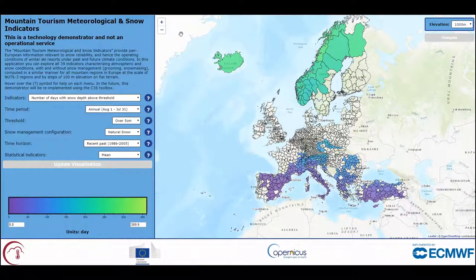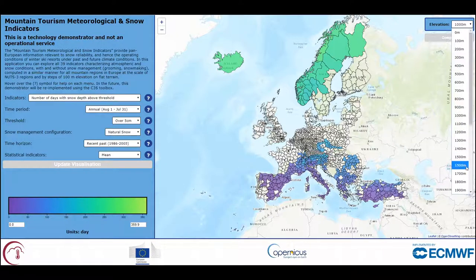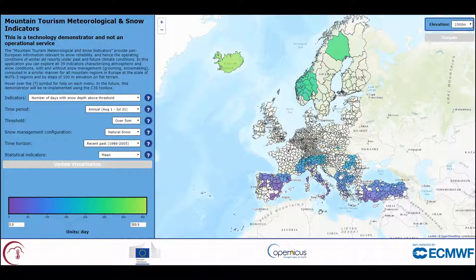So it starts with a map with different levels of elevation. Here we start with 1,000 meters. Of course, we can change that to different elevation. Here I can change to 1,500 meters, for instance, and this will be updated. And you can see that different regions pop up depending on the topography. So here we show the number of days with snow depth above a given threshold, and here the threshold is 5 centimeters for the year, and it's only for natural snow, and this is for the recent past. And this is for the mean values.